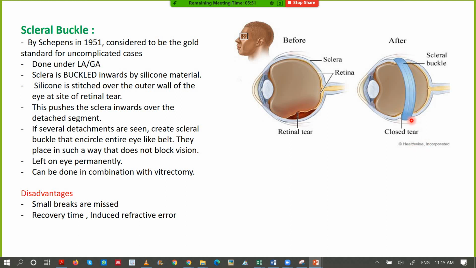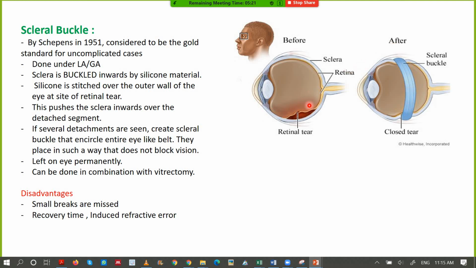It is done under local anesthesia or general anesthesia, both, and it is stitched over the outer wall of the eye at the site of the retinal tear. Mostly whenever there is a tear here, they go with a belt buckling. Whenever there is a tear there, it is highly impossible to do a belt buckling this way. So mostly these kinds of belt buckling are done.